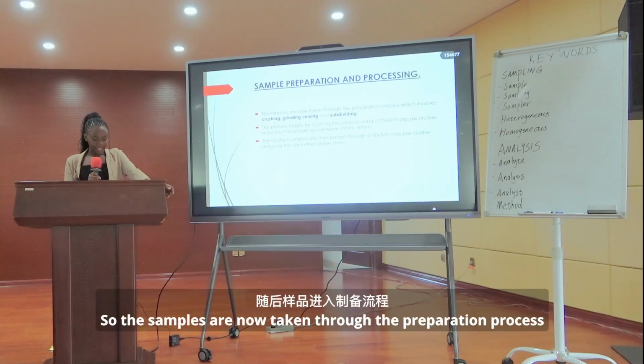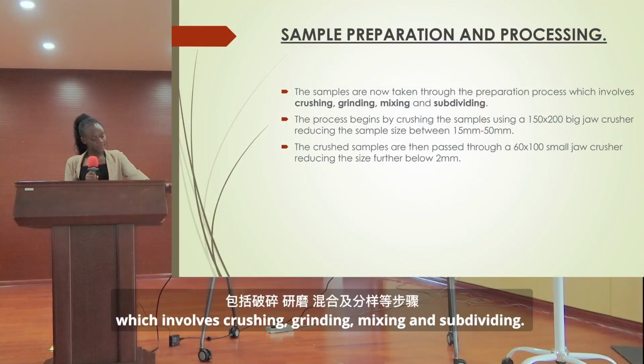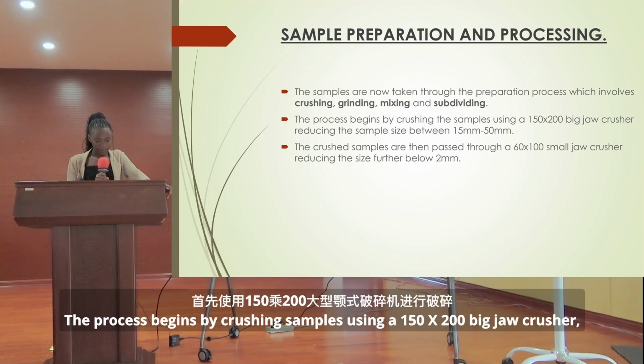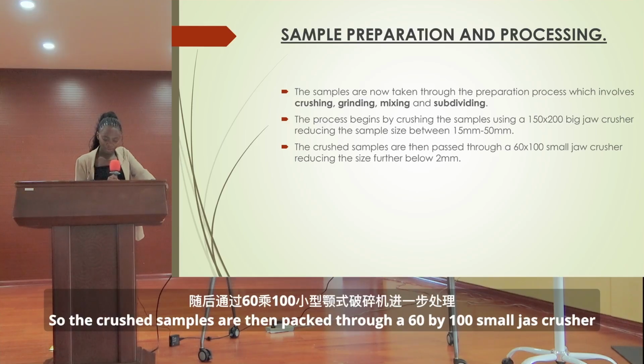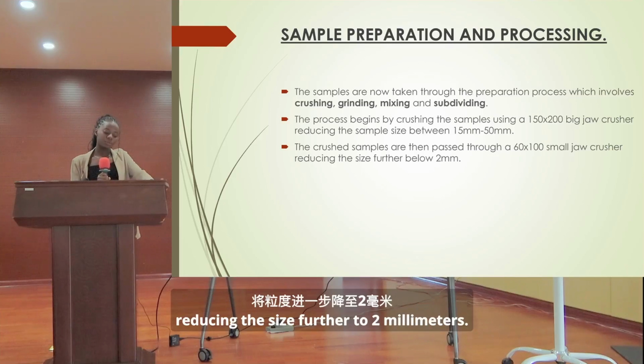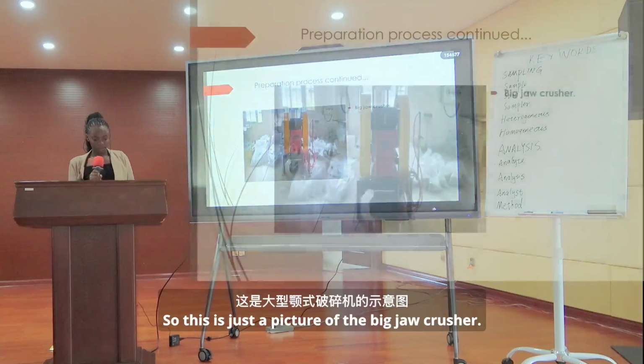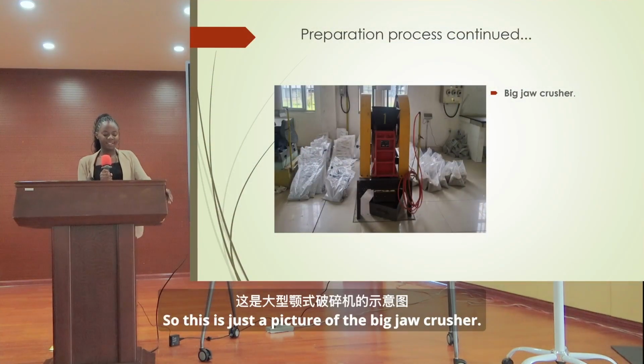The samples are now taken through the preparation process, which involves crushing, grinding, mixing, and subdividing. The process begins by crushing the samples using a 150 by 200 big jaw crusher, reducing the sample size to between 15 millimeters and 50 millimeters. The crushed samples are then passed through a 60 by 100 small jaw crusher, reducing the size further to 2 millimeters. This is just a picture of the big jaw crusher.